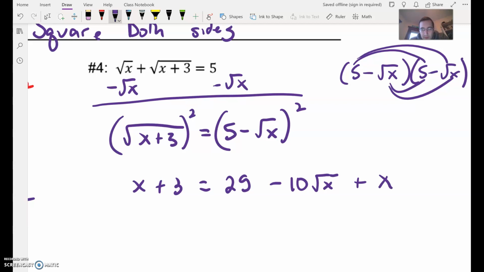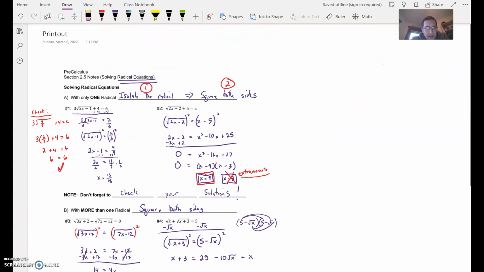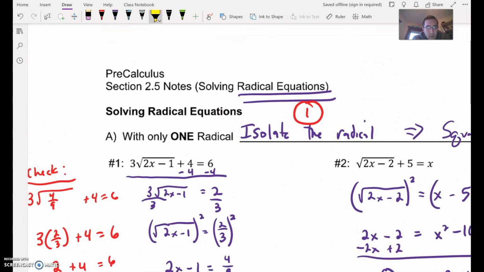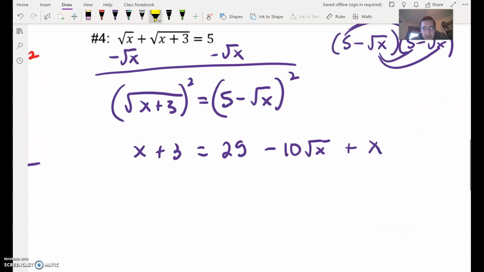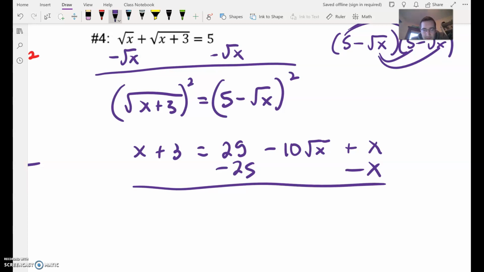But you may be thinking, but hold up, there's still a square root. Yes, there is. So now it turns back to this style, though, because there's only one radical now. So what do we do when there's only one radical, like there is right here in this one? We isolate it. So I'm going to subtract x. I'm going to subtract 25, which means I have to subtract x, subtract 25. So x minus x, those cancel. 3 minus 25 is negative 22.